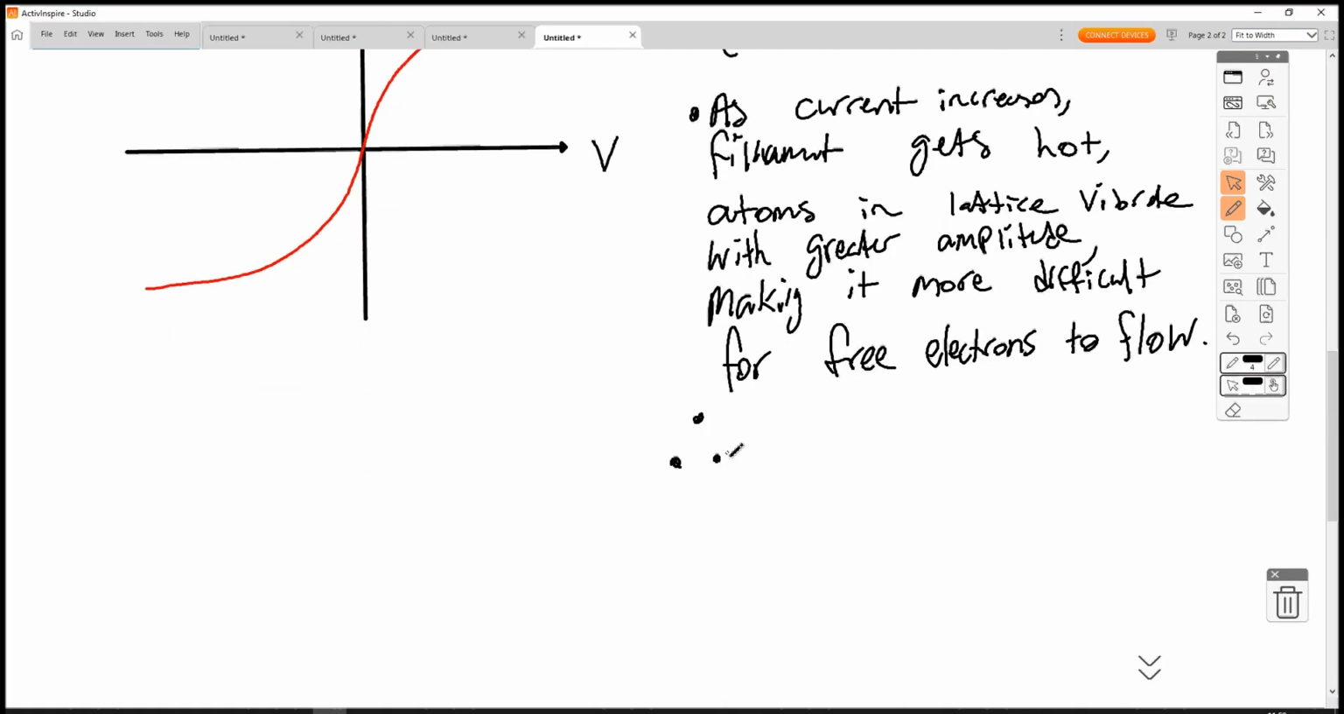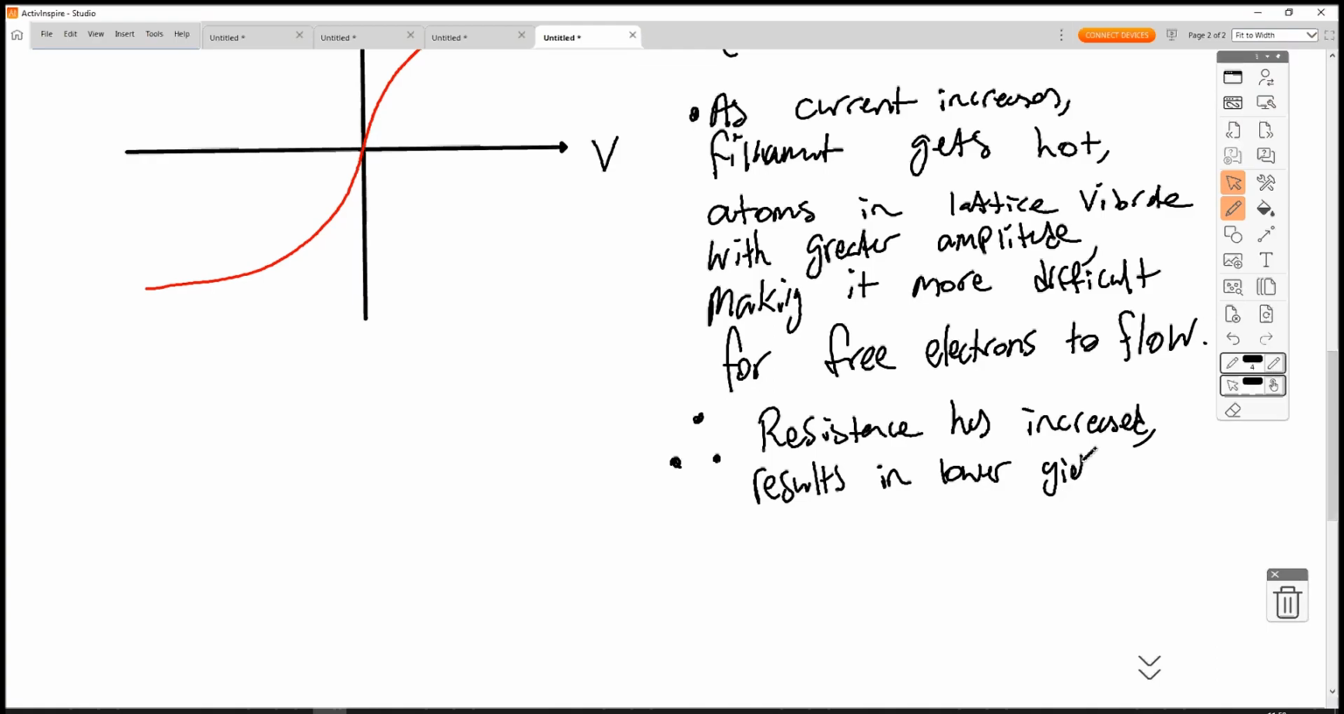Therefore, resistance has increased. And if resistance increases, then that means that you get less yielding current per increase in potential difference. So it results in lower yield in current per increase in potential difference.